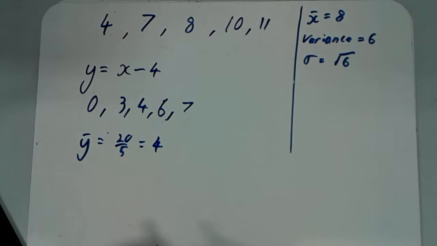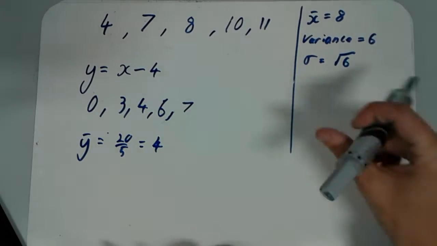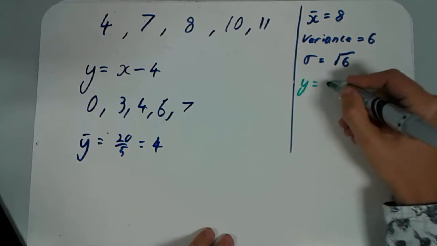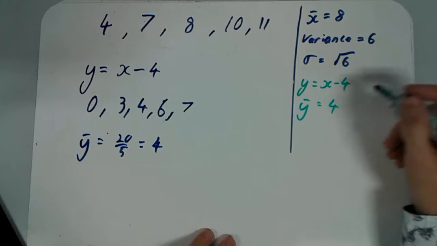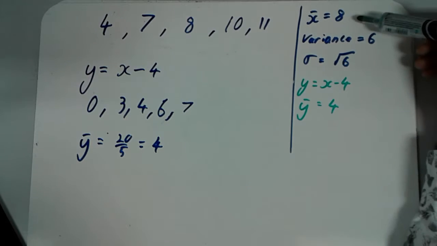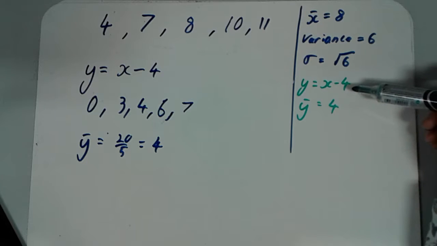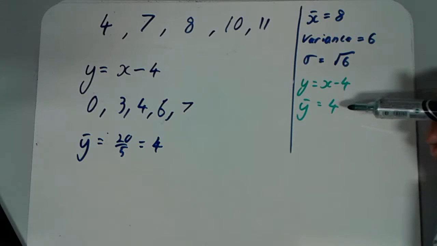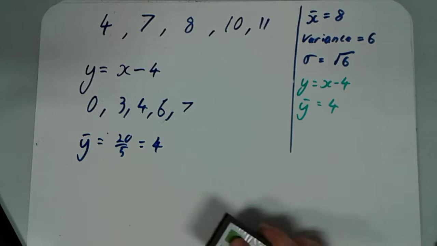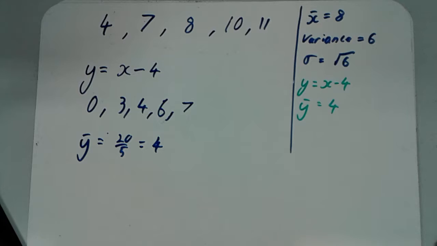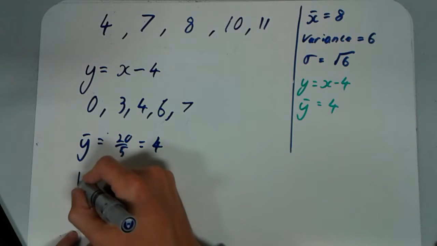If we compare that to this, let's just make a note of this in a different colour. It makes sense. We had a mean of 8. We subtracted 4 from all of our data, so we would expect the average to also reduce by 4. That's sensible. Okay, so what about our standard deviation and variance?